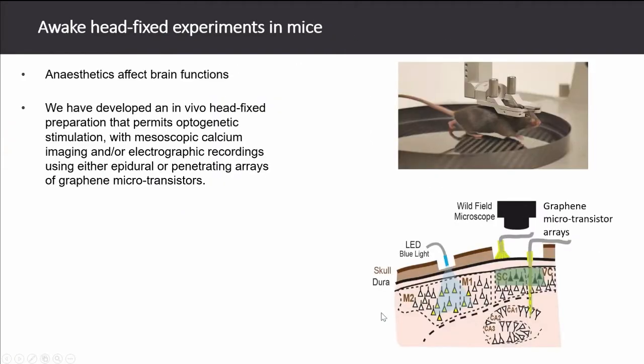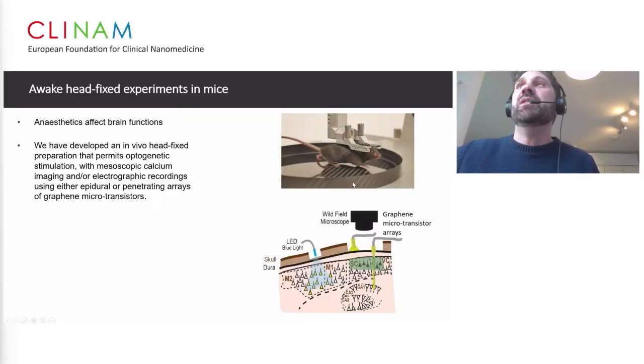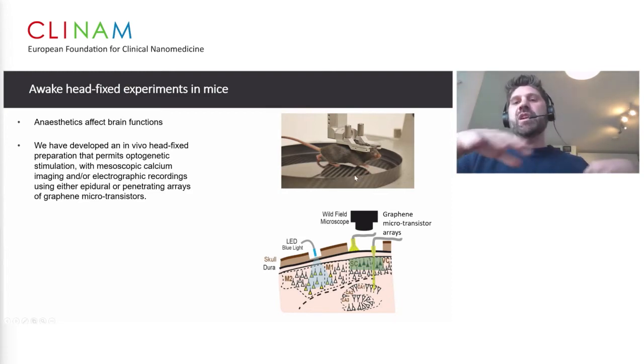So we tried to do most of the experiments in our lab in awake animals to counteract any confounders that may occur using anesthesia. And we've developed over the years a head-fixed preparation, which is based on the Neurotar system, where we can attach head bars to the animal. The animal is habituated to this frame. And this tray here is actually on a floating table. So when the animal starts to move, the tray moves around and it gives the animal the sensation that it's actually moving about. But in fact, it's not. It's the floor that's moving around it, and its head is completely fixed.